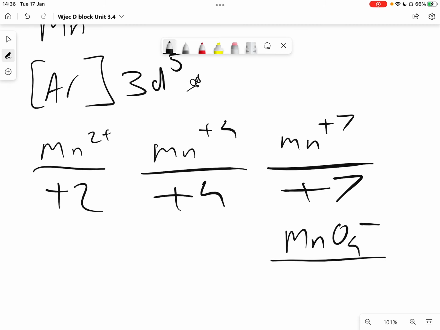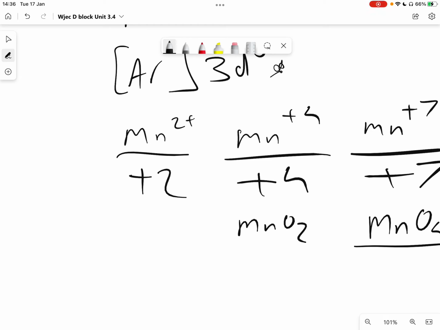For manganese +4, you have MnO2, which is a black solid. You might get it as a byproduct of some reactions or of an oxidation reaction. But with Mn+2, you will just see that in solution as Mn2+ ions. Because it's a low oxidation state, it doesn't need to be bonded to the electronegative element oxygen. Okay, so another point is two elements that are in d block but aren't transition metals.